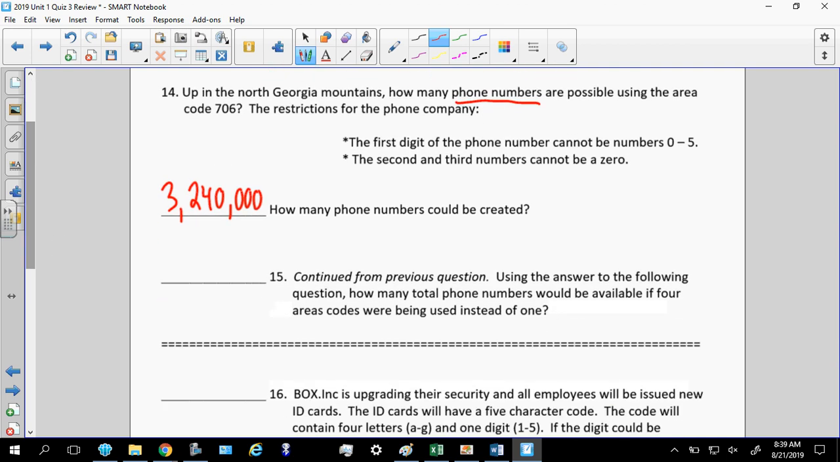Very simple. Continue from the previous question. Using the answer from the previous question, how many total numbers would be available if 4 area codes were used? We take it and times that by 4, because the area code allows phone numbers to be used more than once. So in this case, it quadruples the amount of possibilities: 12,960,000.